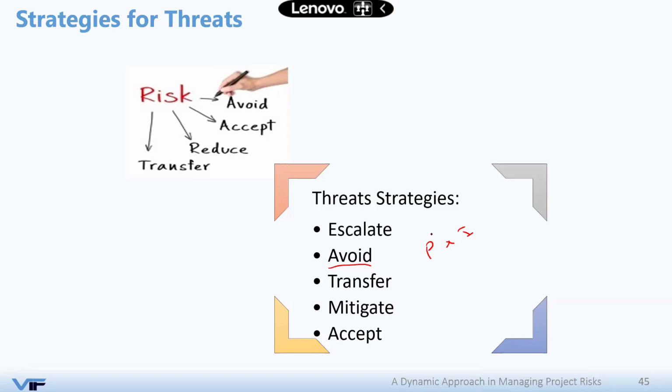What does it mean? You are reducing the probability of the risk to zero, because you are eliminating the cause of the risk. Transfer means basically that you are having a third party that will carry the impact on your behalf. The most famous example is insurances and warranties and guarantees.